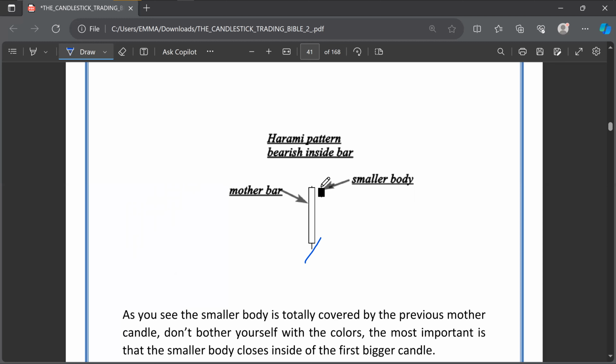It's red or black. And then looking at the position, we saw that the other one was at the bottom here. Now here, you see that this one is at the top. And then at the top is red and it's bearish. So that is what it is.